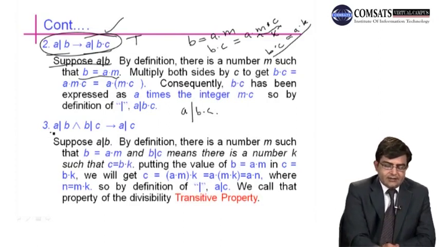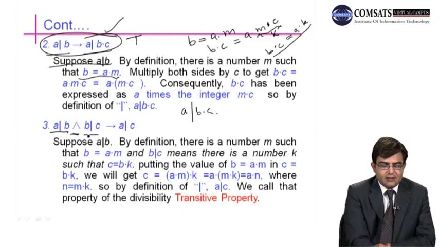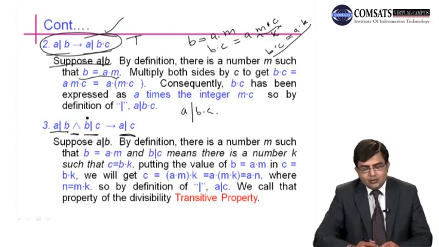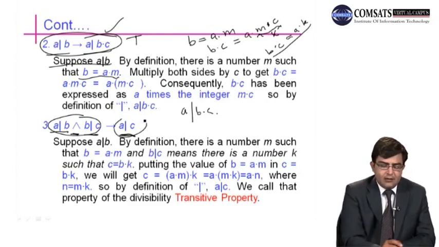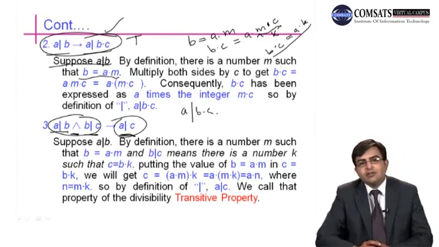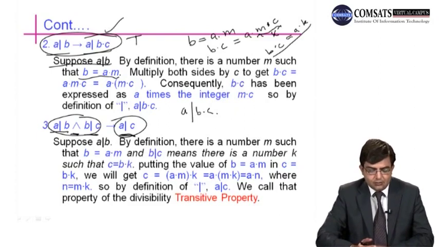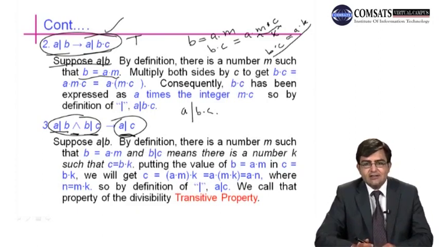The third is a divides b, and we have a conjunction here, b divides c. This implies a divides c. So here we have this as a hypothesis and this as conclusion. We suppose that the hypothesis is true, meaning a divides b and b divides c. Then we have to prove that a divides c.